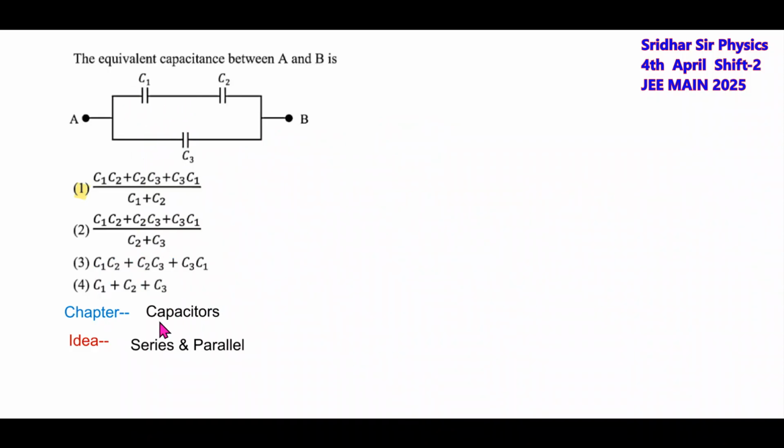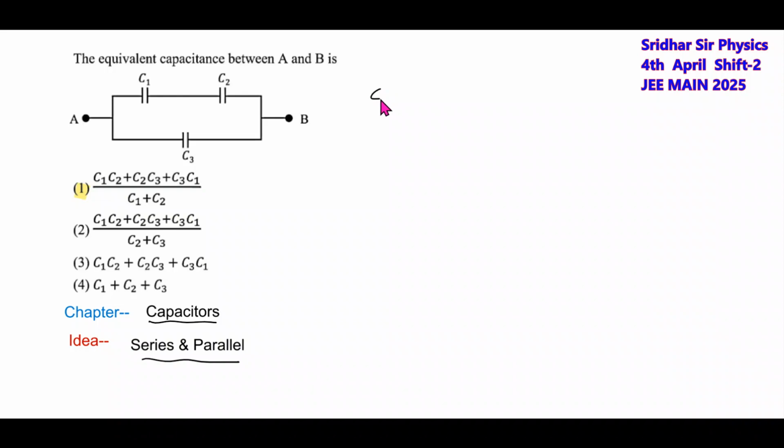Okay, this question belongs to the chapter capacitors. The idea of series and parallel will be applied in this particular problem. Find the equivalent capacitance between the points A and B. Here three capacitors are there of capacitance C1, C2 and C3. So these two capacitors are in series and that effective is in parallel.